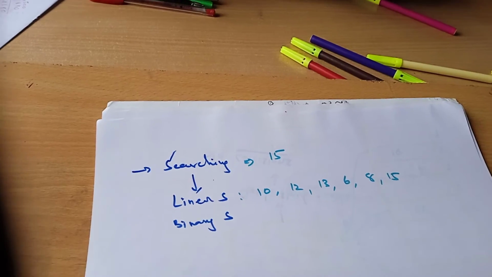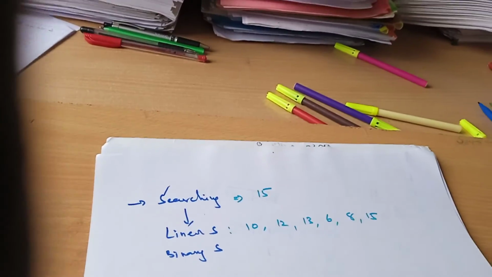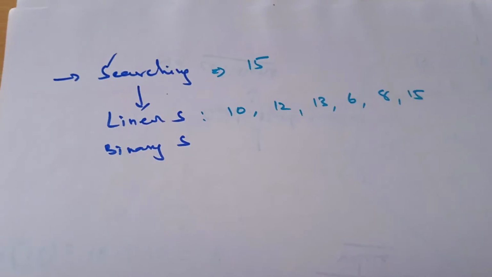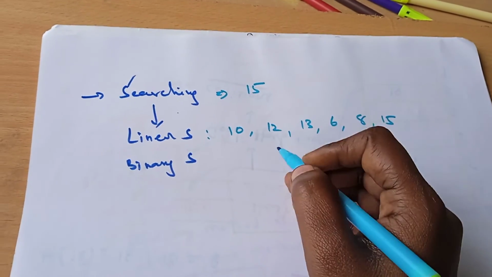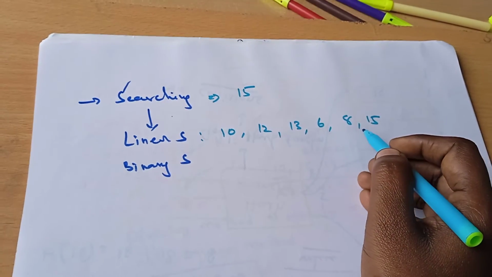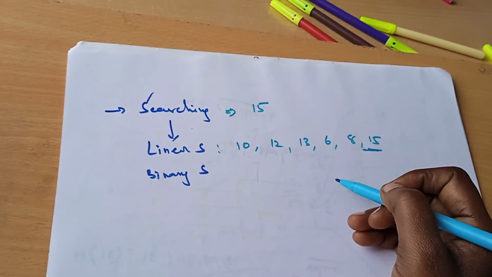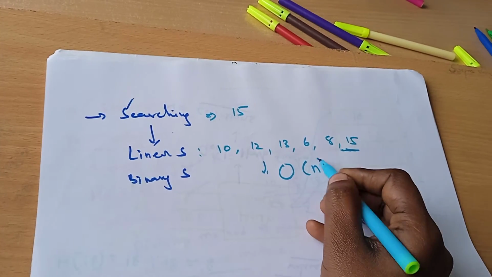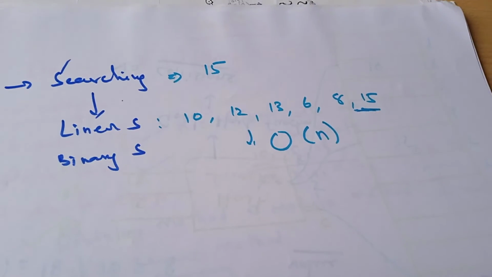So when we are doing this, the complexity will be what? In linear search we have to check all the n elements. So 10 is 15 or not, 12 is 15 or not, 13 is 15 or not, 6 is 15 or not. When we find the correct element, 15 equal to 15, the search will be finished. So here we are checking for big O of n. The comparisons are n elements we have to check.